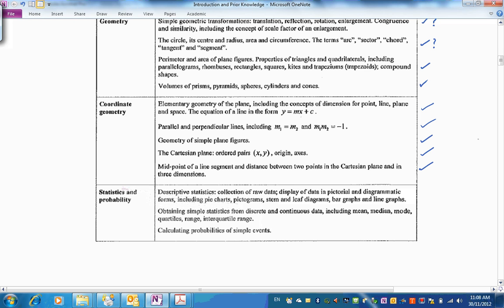Descriptive statistics, collection of raw data, its display of data in pictorial and diagrammatic forms, pie charts, pictograms, stem and leaf plots, bar graphs, yes, year 9 and 10. Obtaining simple statistics from discrete and continuous data, mean, median, mode, quartiles, yes. Calculate the probability of simple events. So that's not too bad.